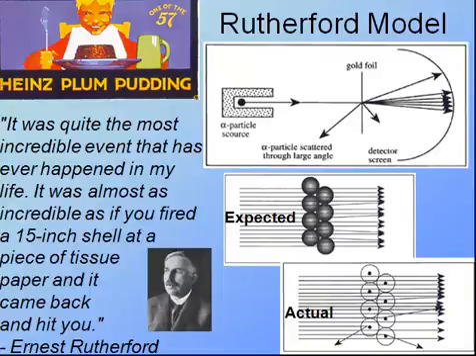It didn't fit the model, and so Rutherford had to sit down and say, well, what's going on here? He knew that the model must be flawed. He came up with a new one that looks like the picture we just had, and he said, let's put all the positive charge in the center of the atom.